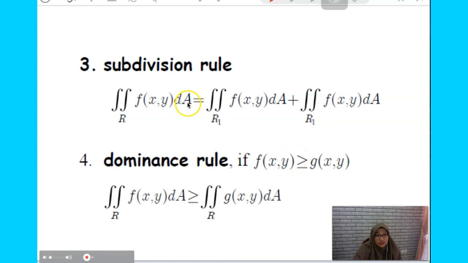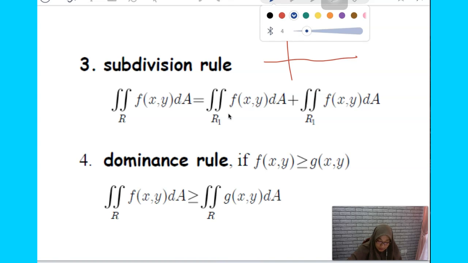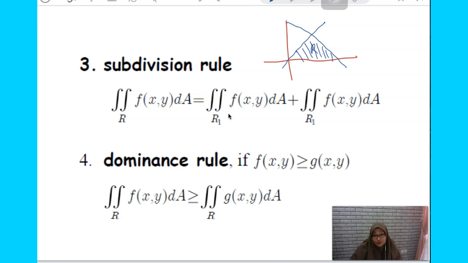So the subdivision rule, which means that sometimes, let's say your region looks like a triangle, which is the intersection between two linear equations. So your region is like this. So that is your R. Sometimes there is a need for you to split the region into 2 parts. So this is R1, and this one is R2. Which means that the total region is the summation of R1 plus R2.